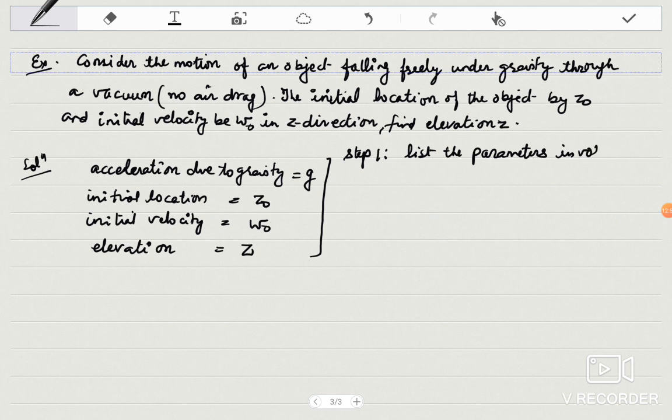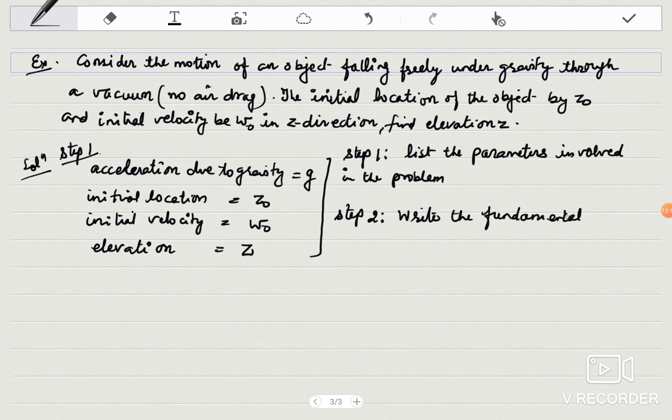Involved in the problem. This is our first step, that we have listed the parameters. Now the second step says to write the dimensions. Write the fundamental dimensions involved in parameters.